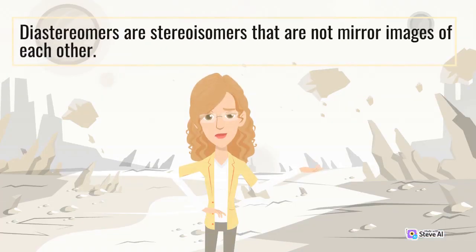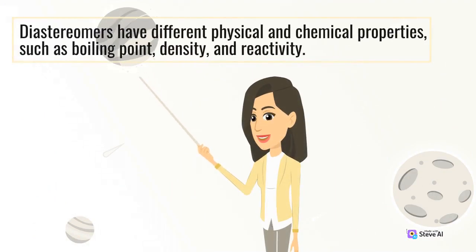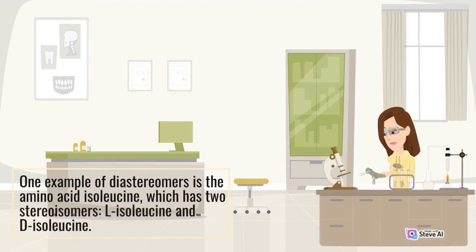Diastereomers are stereoisomers that are not mirror images of each other. Diastereomers have different physical and chemical properties, such as boiling point, density, and reactivity. One example of diastereomers is the amino acid isoleucine, which has two stereoisomers, L-isoleucine and D-isoleucine.